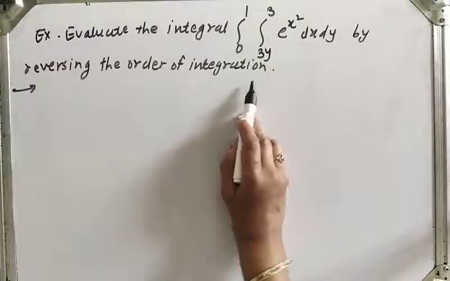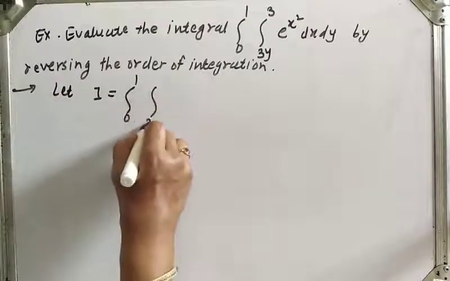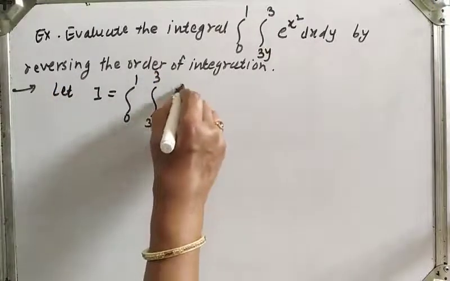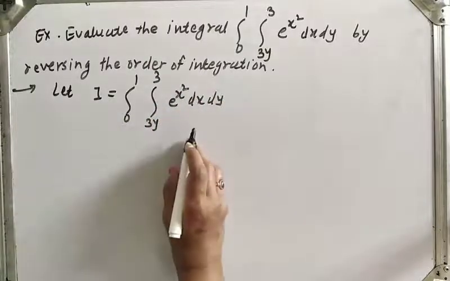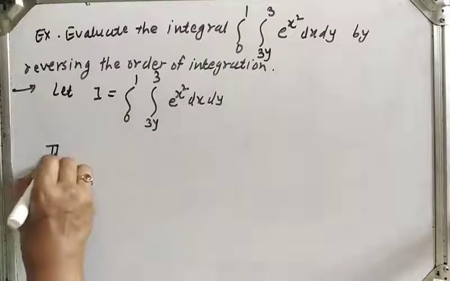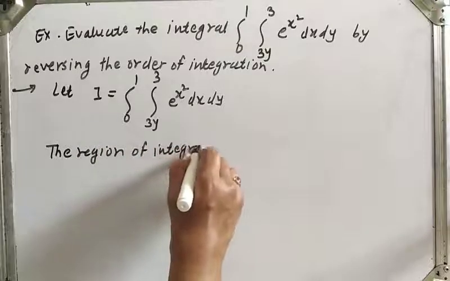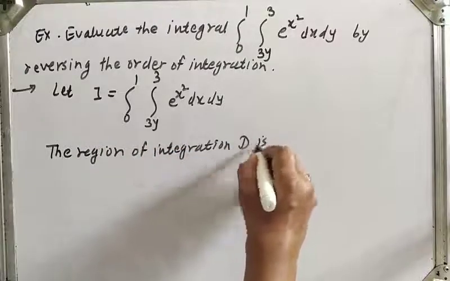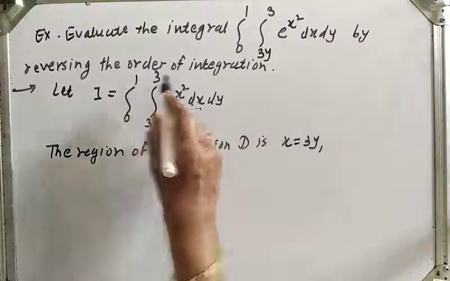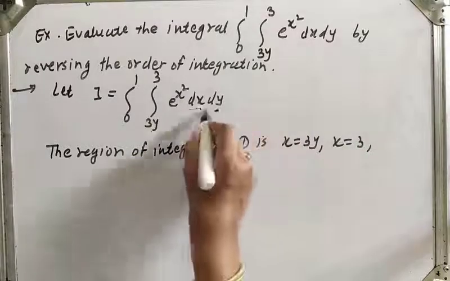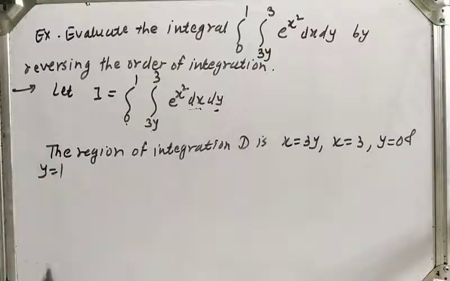We have to solve this by reversing the order of integration. First we have to reverse it. So let I be equal to integral from 0 to 1, integral from 3y to 3, e raised to x square dx dy. So in this case the region of integration D is bounded by x is equal to 3y, x is equal to 3, y is equal to 0 and y is equal to 1.